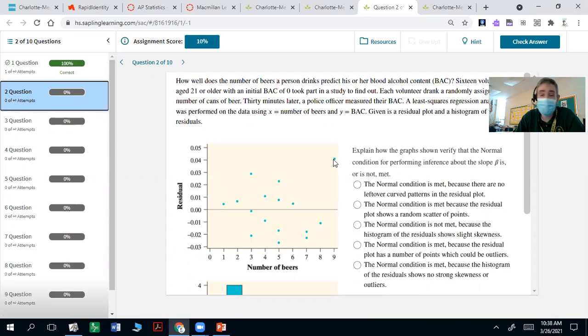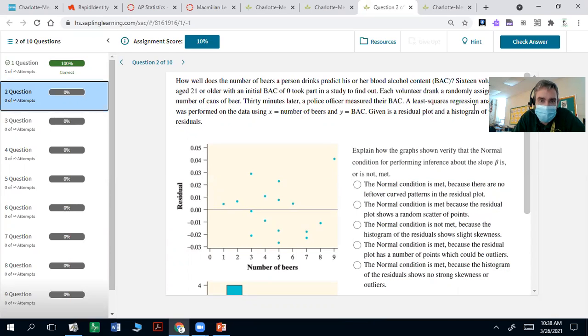Wow, so somebody was randomly assigned 9 beers. I want to be around that guy. So look at that. 30 minutes later, a police officer measured their BAC. Oh God, this looks like a terrible study. Well, I want to see this. I know it was made up, but I really want to see this played out.